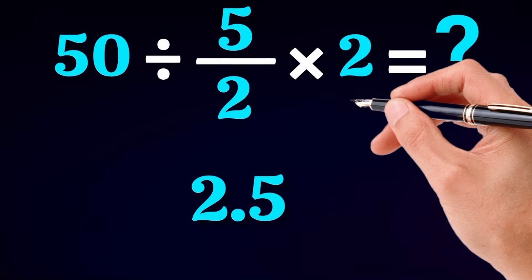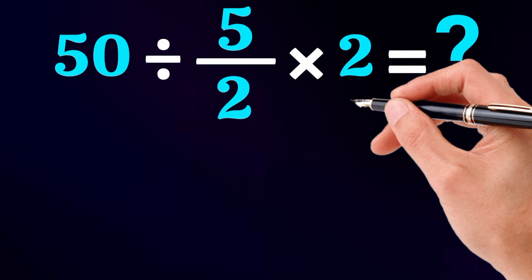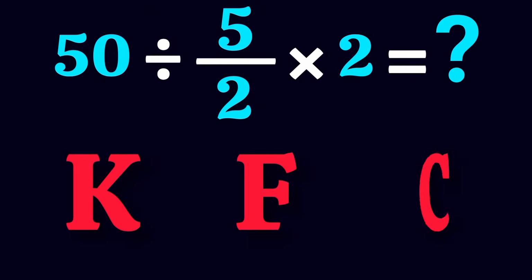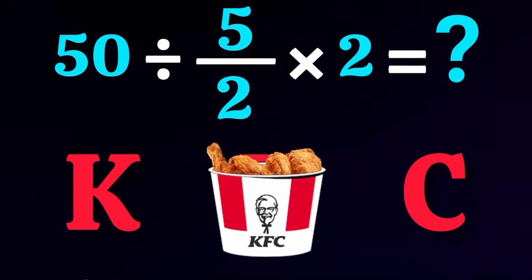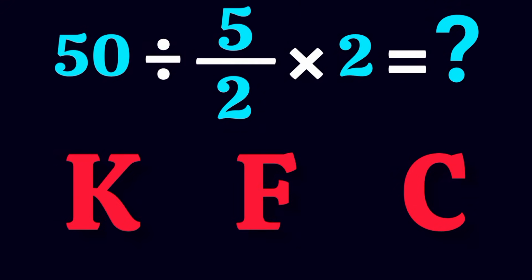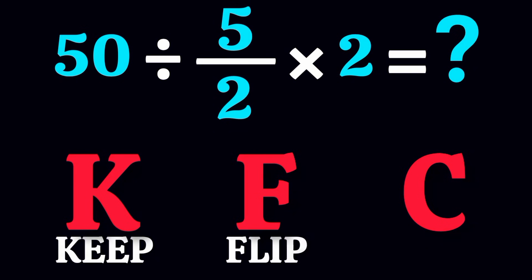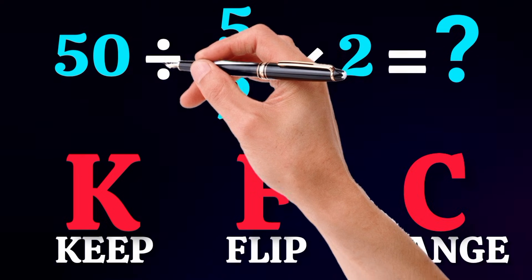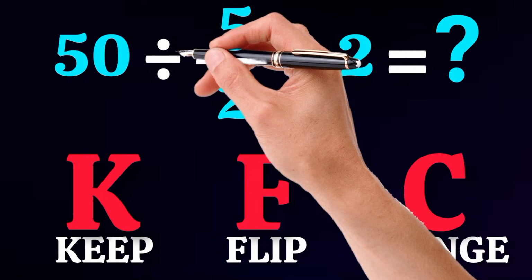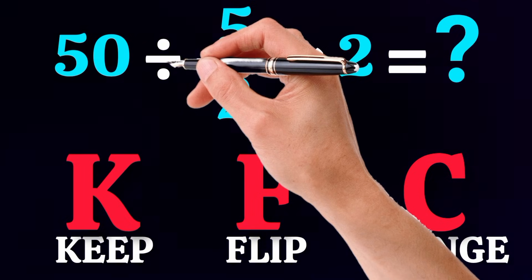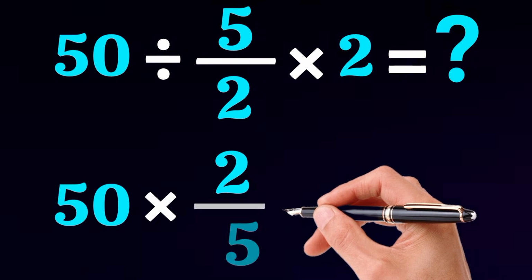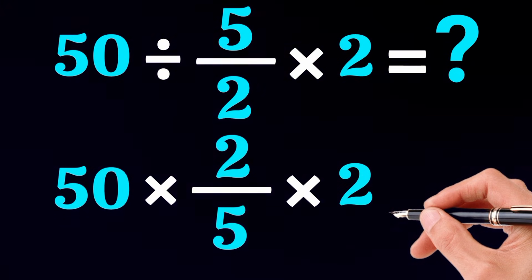Now let's do it the right way: clean, logical. This is where I use what I call the KFC method, and no, not the fried chicken. KFC stands for keep, flip, change. You keep the first number, flip the fraction, and change division into multiplication. So this expression becomes 50 times 2 over 5 times 2.